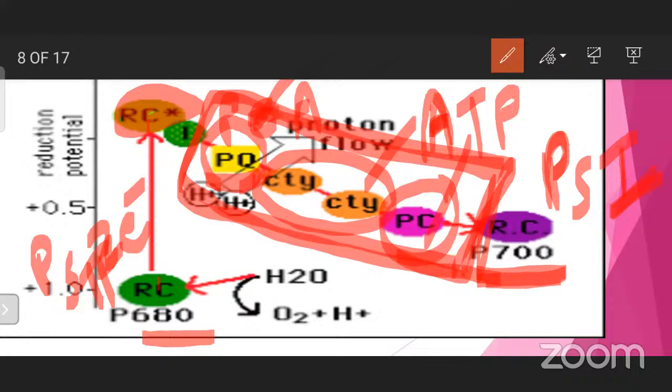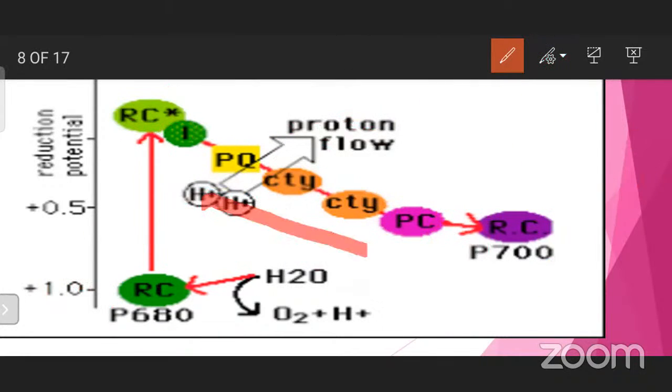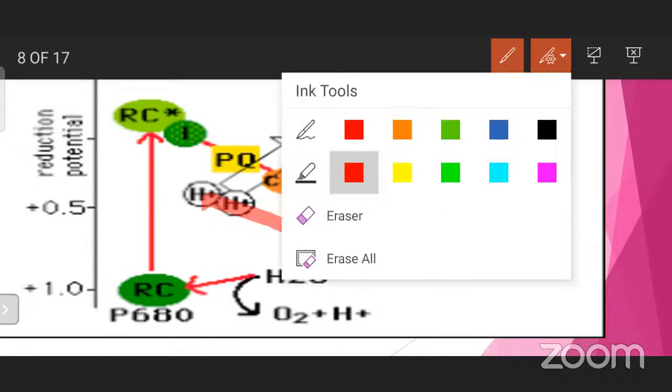That means you are seeing that it is going downhill. It is excited here and it is going downhill. And when it is going downhill, hill means Hill's reaction. Robert Hill discovered it, named on his name only. So here the energy is getting lost and it is going down and down and down, and it will reach the P700 photosystem 1. So this is called electron transport.